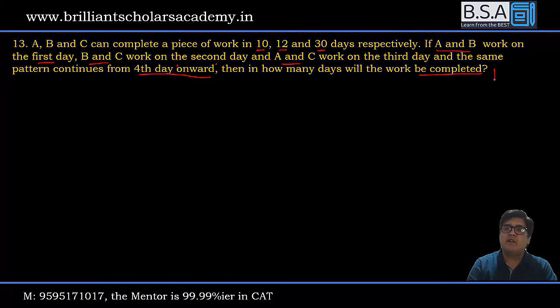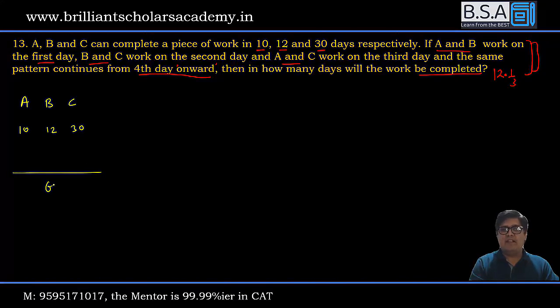Sometimes the answer to such questions is in the form of decimals. This is a question based on alternate days or a cyclic pattern of working. There is a very standard universal way to solve this. A, B, and C take 10 days, 12 days, 30 days. So what is the LCM that we get? 60. A has a speed of 6, B has a speed of 5, C has a speed of 2.